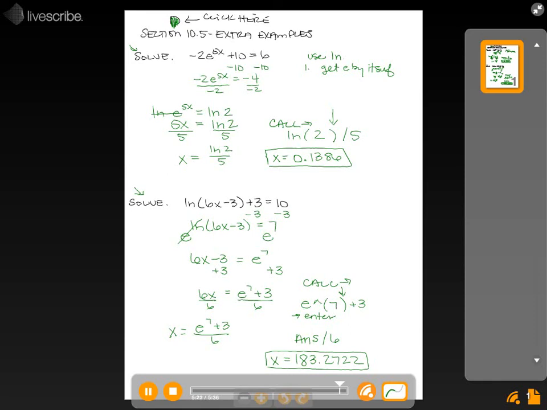So these two problems are very similar. They're pretty much opposites of each other. Whatever you have to start with, you do the opposite to get rid of it. Natural log, use e. e, use natural log. Okay? If you have questions, bring them to class next time, but these are typical problems you'll see from this section.